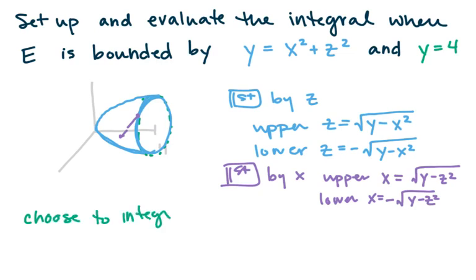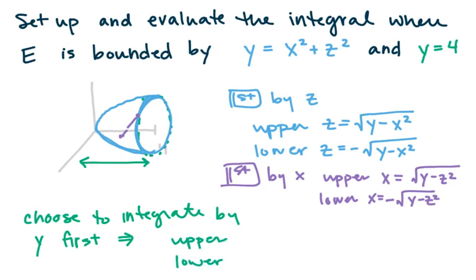And then the third option we have is to integrate by y first, which means we're going in this direction. So my upper and lower y bounds, well, my lower is this solid, and we already have that in terms of y. That'd be y equals x squared plus z squared. And my upper bound is going to be y equals 4.